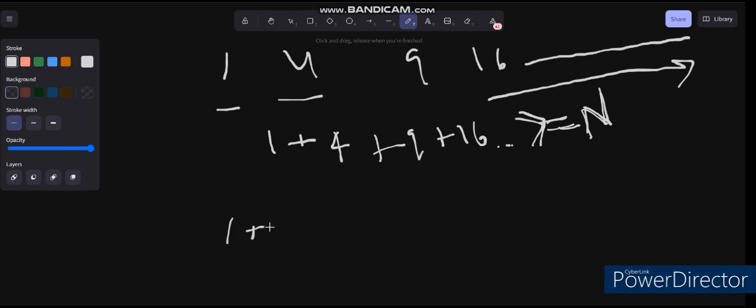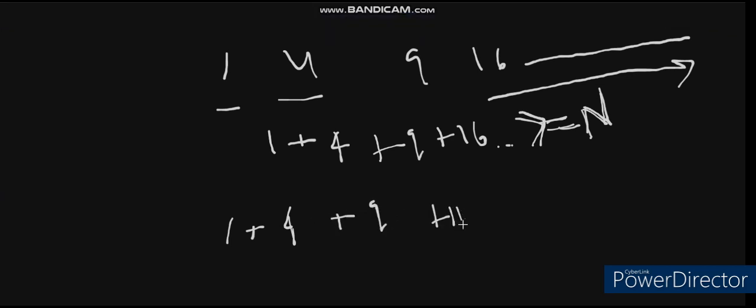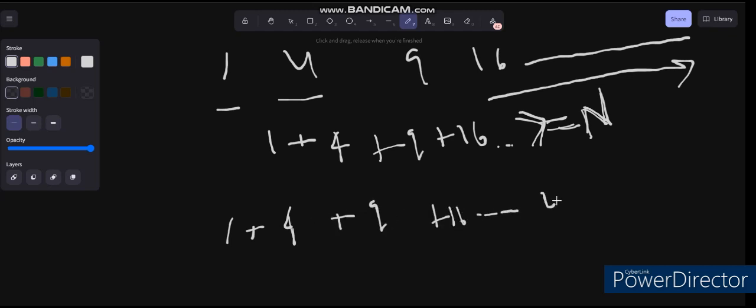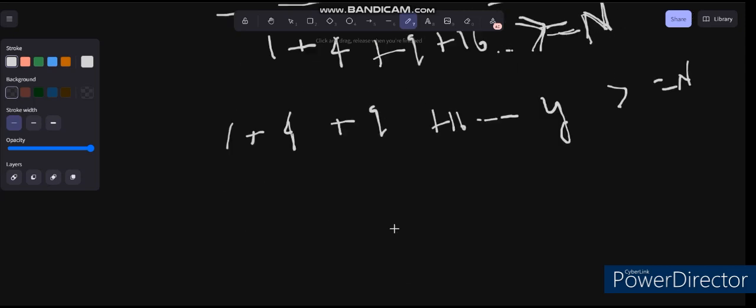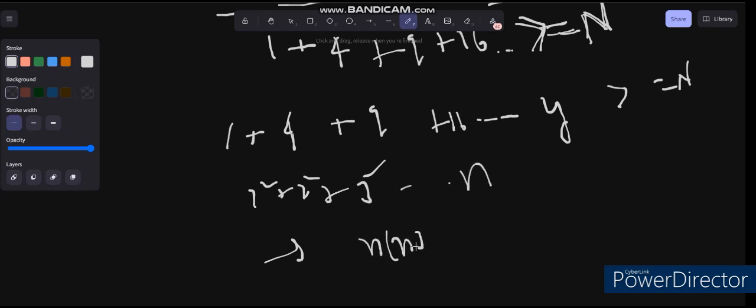So at what point will the sum become greater than or equal to x? Let's take that point as y. In mathematics, we know this formula: 1 square plus 2 square plus 3 square, up to n square. The sum is n times (n plus 1) times (2n plus 1) by 6. It's a formula, right?